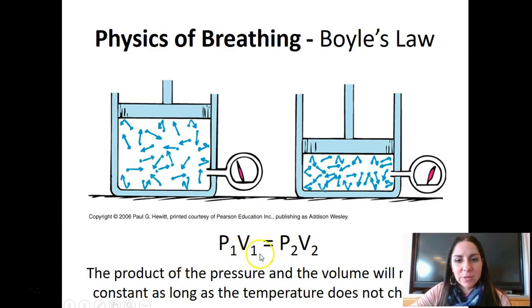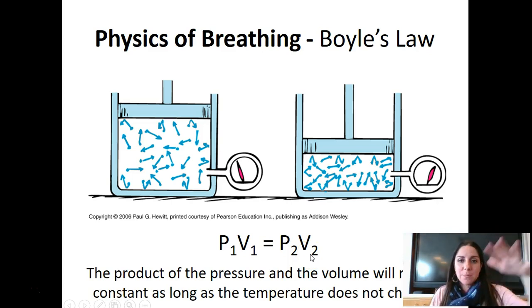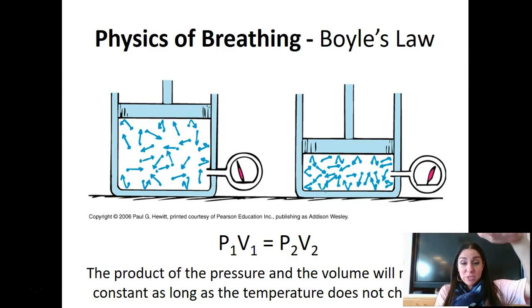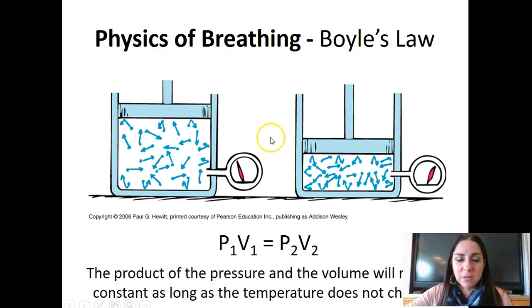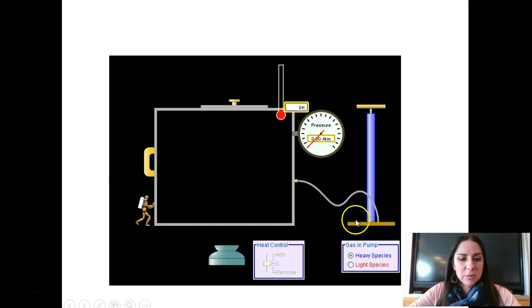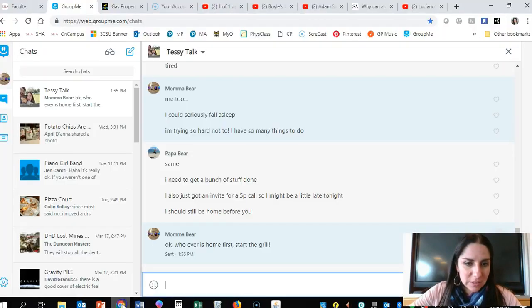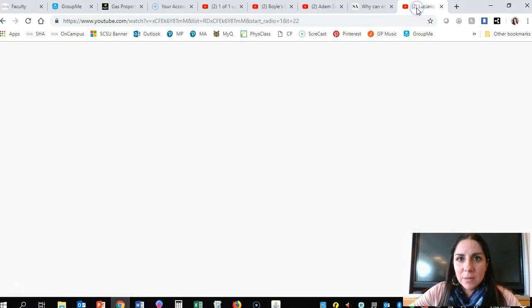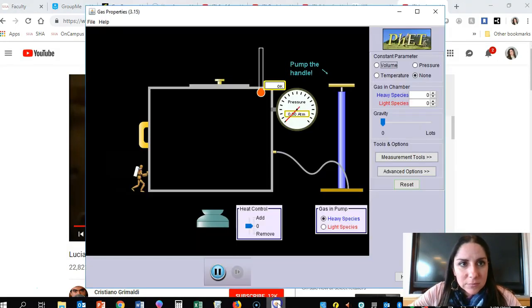P1 V1 equals P2 V2. You can do initial and final, 1 and 2. The notation doesn't matter. What it's modeling is how you change the volume and how pressure changes. So as you make your volume smaller, the pressure gets higher. When you make your volume bigger, the pressure gets lower. That's the biggest thing you can get from this. So like I said, I do have a visual of this, so let's bring that up. There we go.